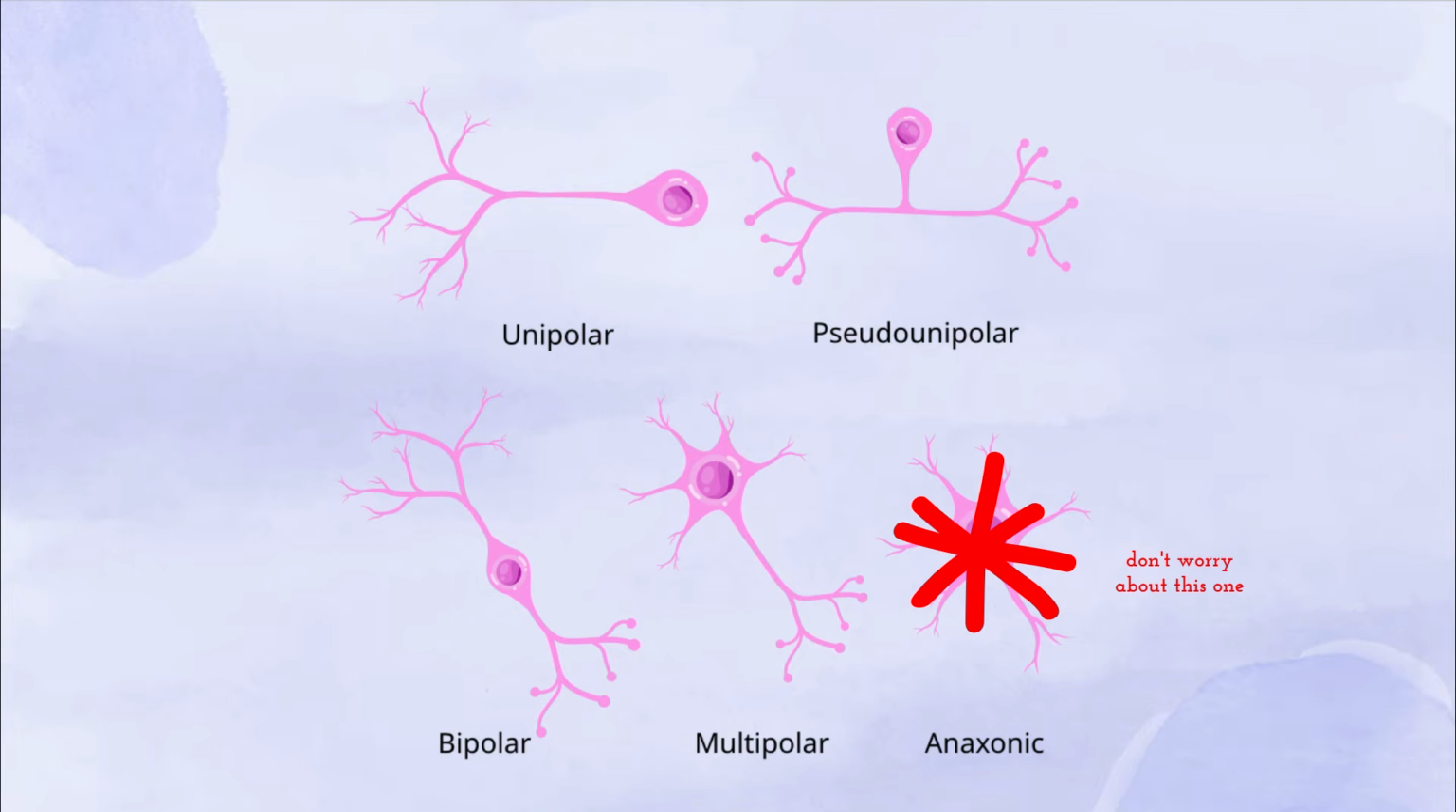We'll see bipolar neurons acting like connecting wires in our sensory areas, like in vision. Multipolar cells are seen all around the body. Just look at your muscles.